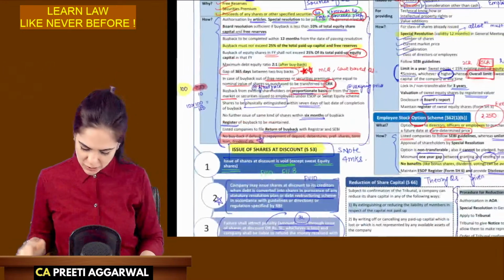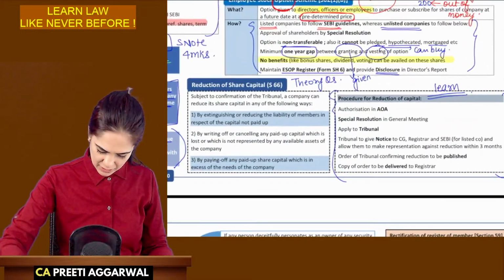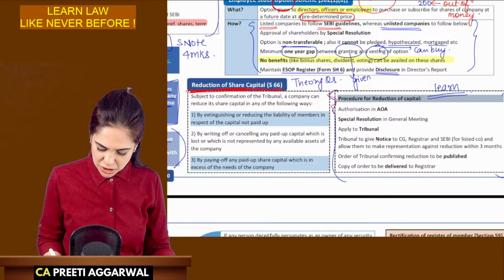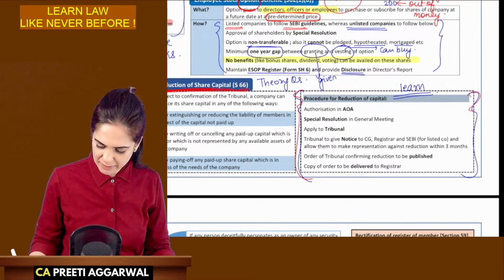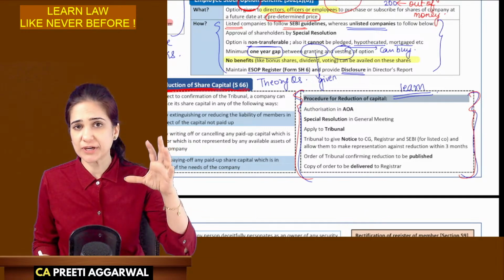So students, these were the provisions. There is one which is remaining over here, section 66, reduction of share capital. The procedure is very important for exam because this is generally asked as a theory question. What is the procedure for reduction?